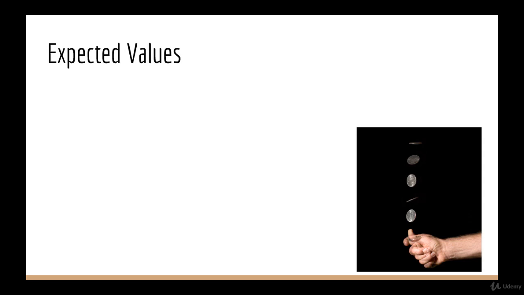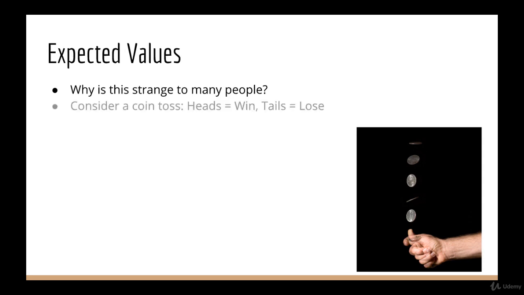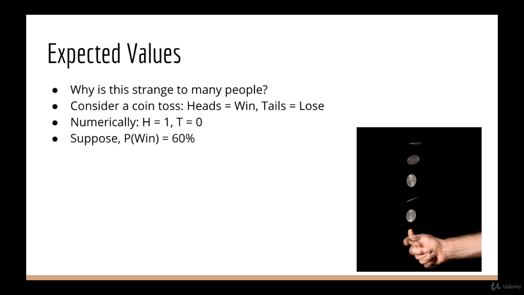So I think the most important concept by far for understanding Bellman is the idea of the expected value. The expected value is a strange concept to a lot of people. Let me explain why. Suppose I have a coin that gives me heads or tails. You can think of this as win or lose. Importantly, we encode these numerically as 1 and 0. So heads you win, you get a reward of 1. Tails you lose, you get a reward of 0. Now suppose the probability of winning is 60%. The expected value is therefore 0.6 times 1 plus 0.4 times 0, which is 0.6.